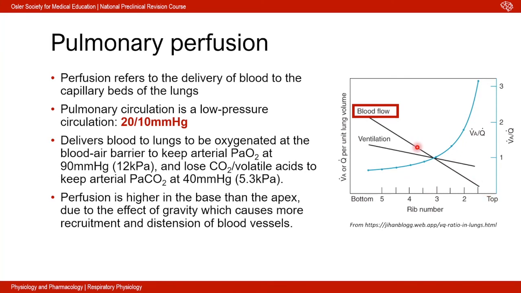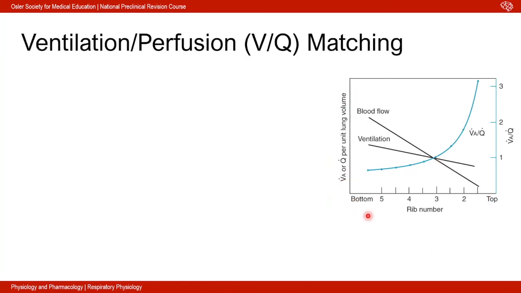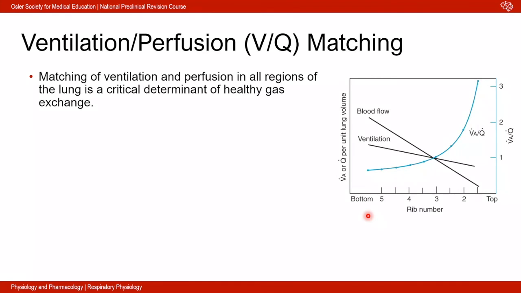This graph is really worth learning, and I'll talk a bit about it in a minute. We've got a higher blood flow at the bottom of our lungs than at the top, and this is just because of gravity. So basically more blood is falling down to the bottom of the lungs. Thinking about VQ matching, this is just the matching of the ventilation with the blood, and it's really important for healthy gas exchange in the lungs.